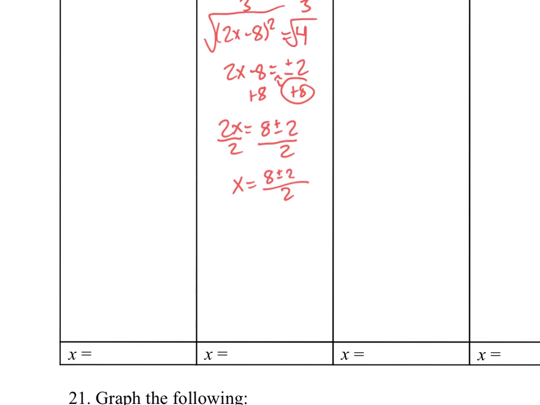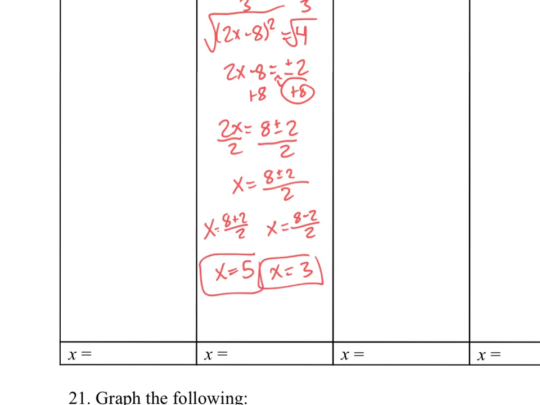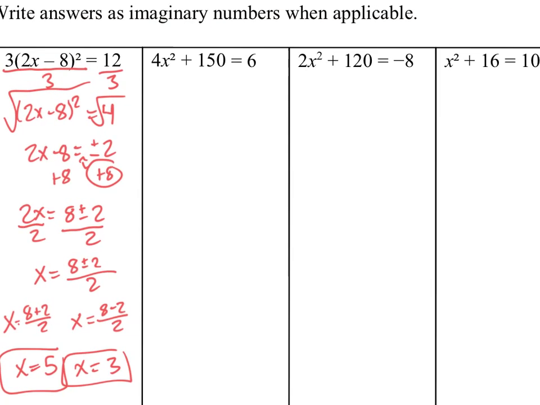Right, so then I do both. 8 plus 2 over 2 and 8 minus 2 over 2. So this is going to be 5. This is going to be 3. Right. Coming over here.